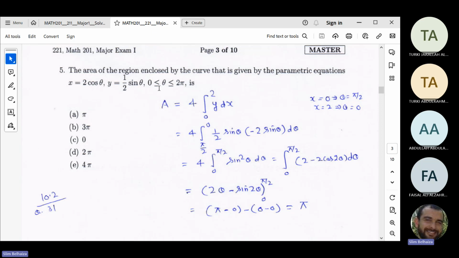If your theta goes from 0 to 2 pi, you end up at x equal to 2, because 2 cosine of 2 pi is 2, and y is equal to 0. So you come back to the same point. So what does this represent exactly? Anyone? What do you think it represents? Circle. Are you sure?